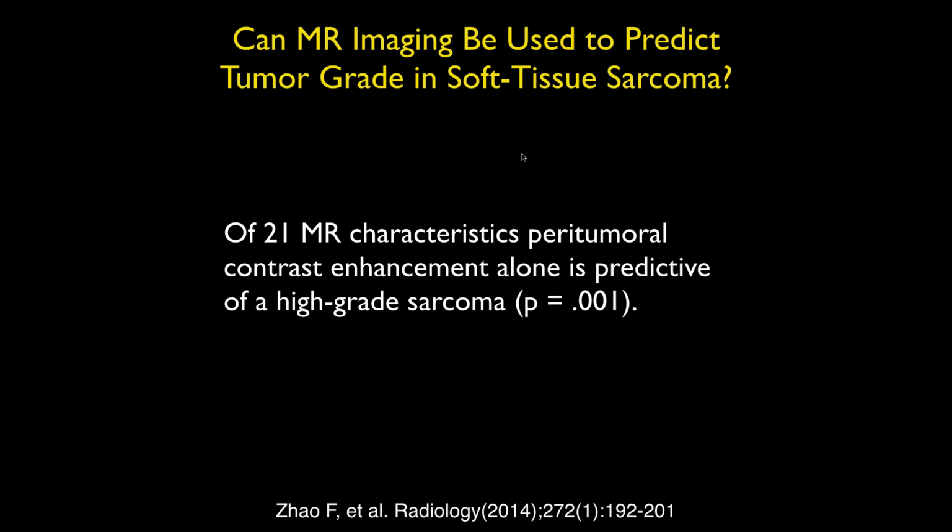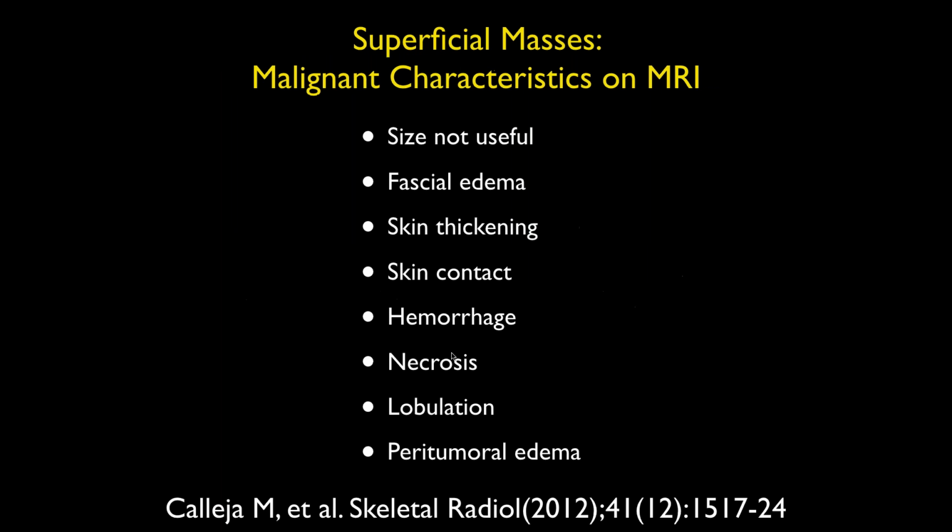So some people have looked to see whether MR characteristics can be helpful at determining the grade of soft tissue sarcomas. And if you have peritumoral contrast enhancement, it can be helpful. Malignant characteristics in this particular study, when they looked at soft tissue masses, they actually found the size was not helpful. If you have fascial edema, skin thickening, contact with the skin, hemorrhage, inhomogeneous hemorrhage within it, necrosis, lobulation, or peritumoral edema, those did correlate with malignant characteristics of the tumor.